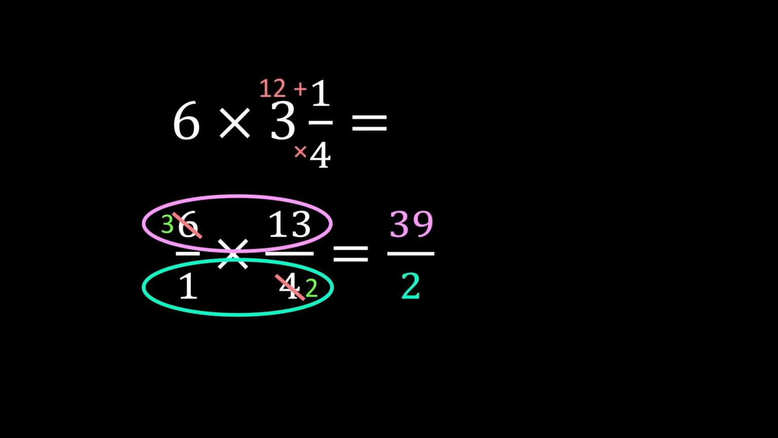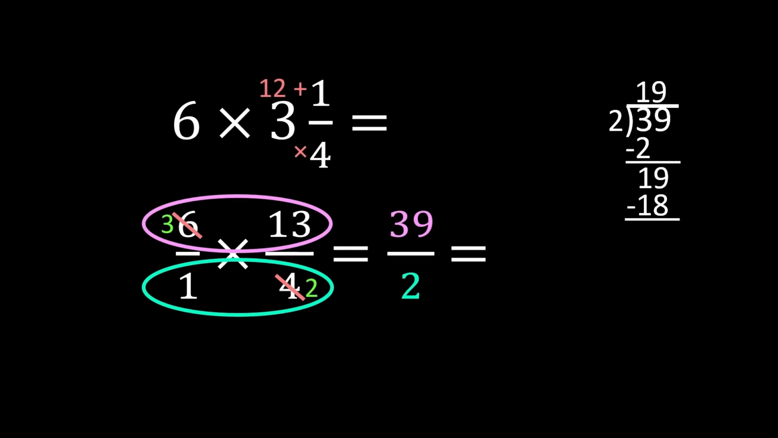And I turn 39 halves into a mixed number by dividing the numerator by the denominator, so 39 divided by 2. We'll start with 3 divided by 2. 3 divided by 2 is 1. 1 times 2 is 2. When I subtract, I get 1. And I need to bring the 9 down. Now I have 19 divided by 2, which is 9.